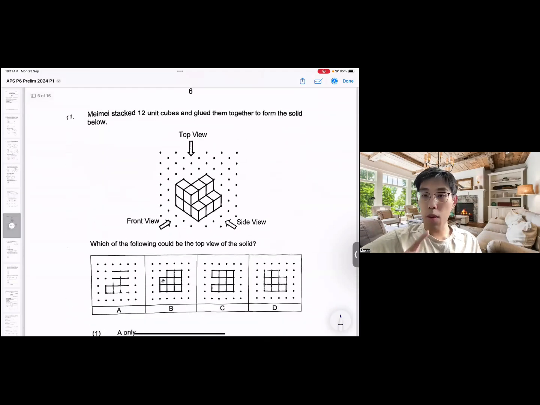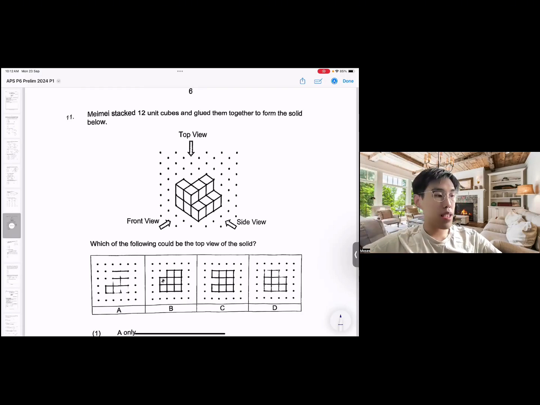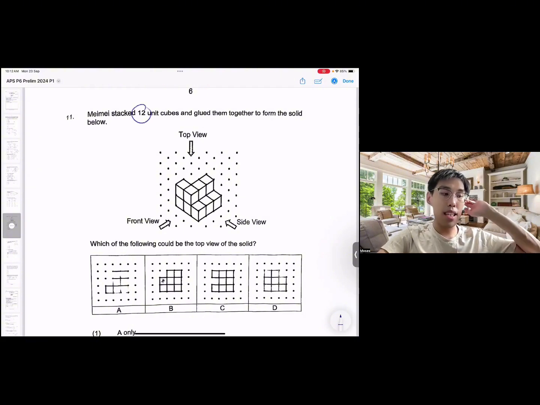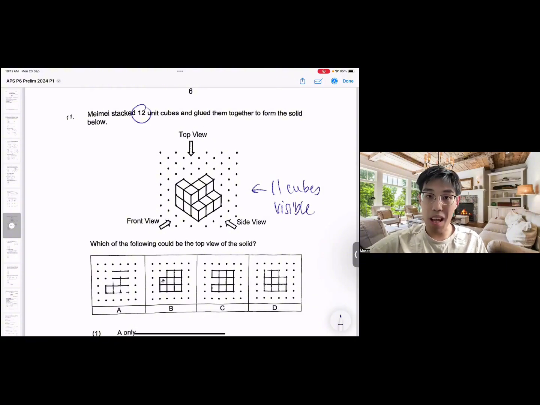Next, 11. This is one of the tricky questions that almost fooled the entire cohort. Take 12 unit cubes and glue them together to form the solid below. Which of the following could be the top view of the solid? So top view, from the top. Interestingly, this number actually plays a very important part. Why? Because from the diagram itself, there are only 11 cubes shown. Only 11 cubes are visible. That means, where is that one missing cube that is not shown in the diagram? It could be anywhere behind. That means you see from the side, you cannot see. You must see from the top.